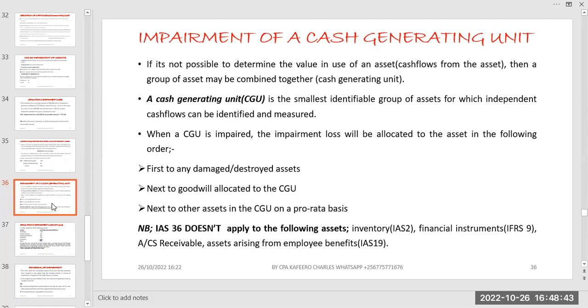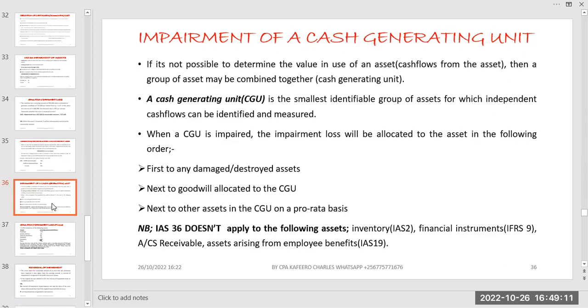a group of assets may be combined together to form the cash generating units. And we are saying a cash generating unit is the smallest identifiable group of assets for which independent cash flows can be identified and measured. Remember, this is a group, it's a cash generating unit we are putting in. There are so many items. How do we deal with it?